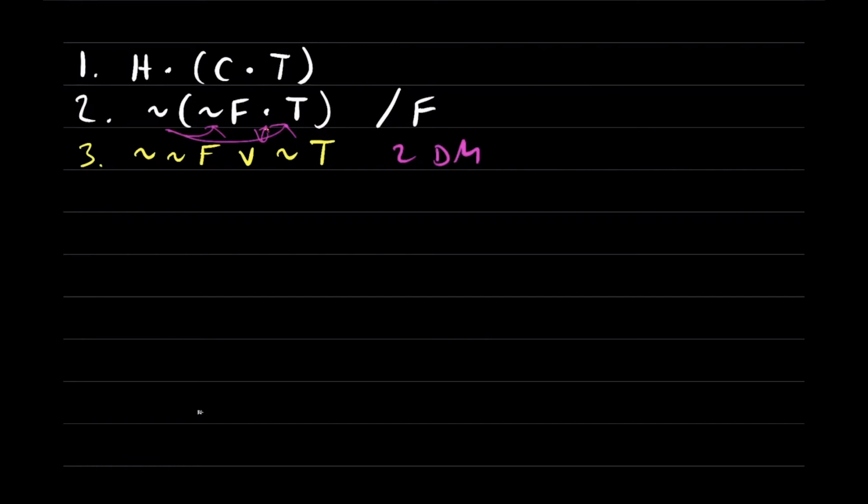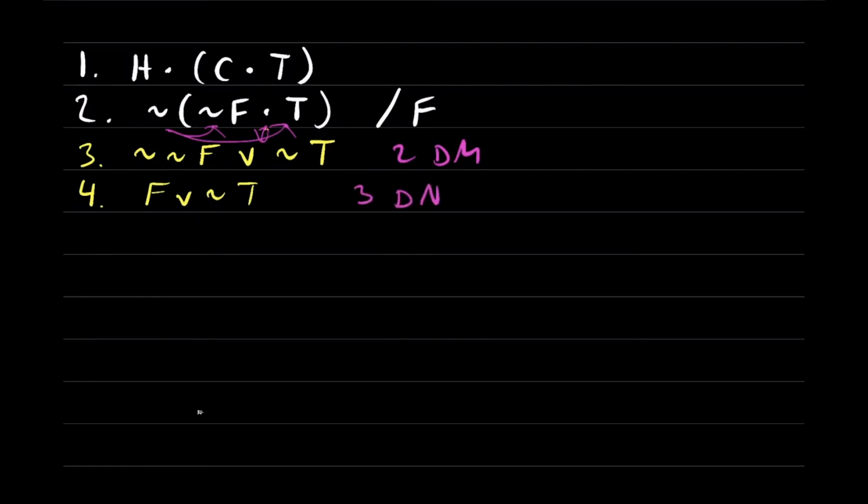Now, obviously, not not F is equivalent to F. So we're going to use double negation to get rid of that double negation on line 3. So I'm going to rewrite line 3 as F or not T. And that's going to follow from line 3 by double negation.